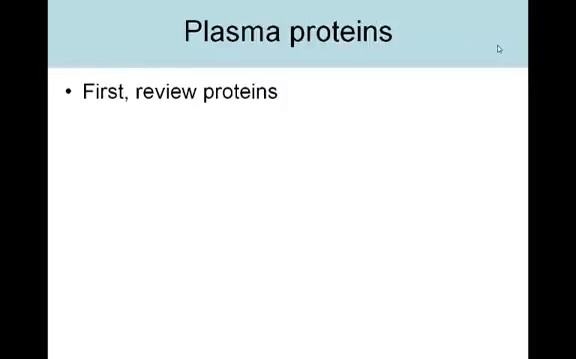The next thing we're going to talk about are blood plasma proteins. That was that 7% of the plasma was composed of plasma proteins. But before we talk about the plasma proteins, I think it's very important to review proteins first. What are proteins made of? How do our cells make proteins?